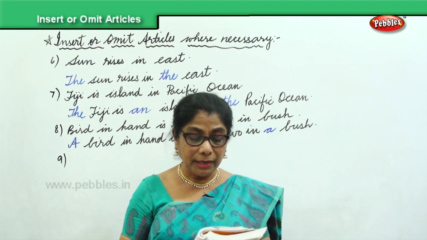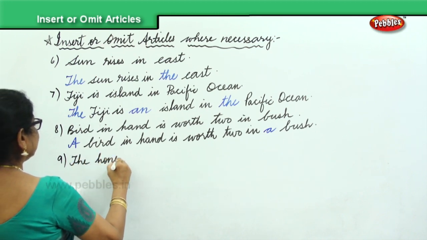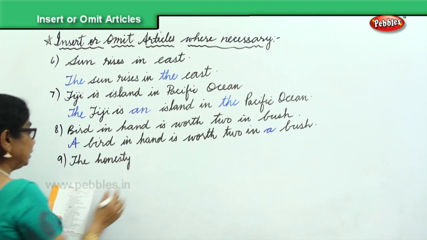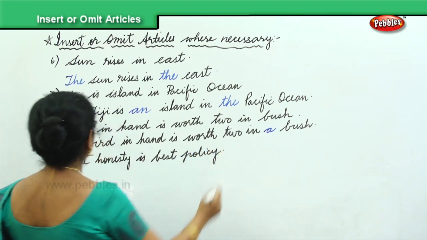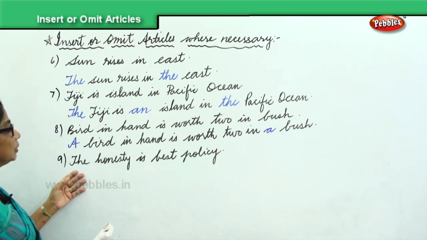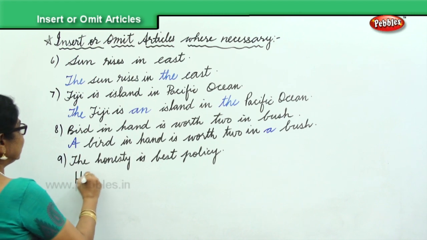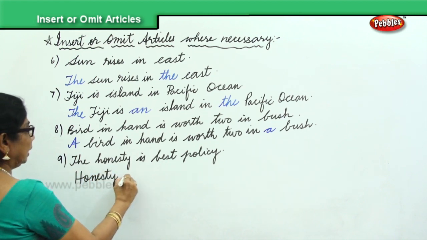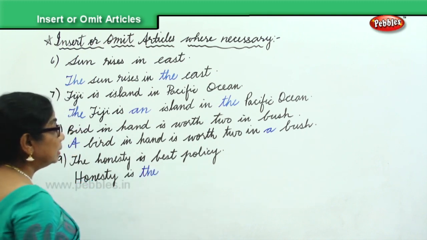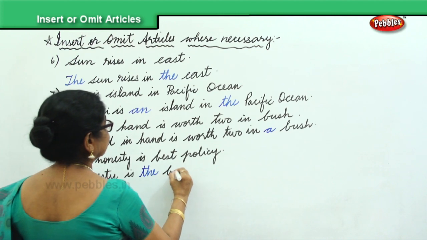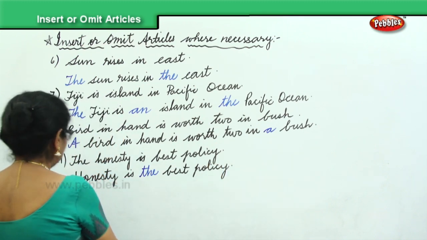Now another one. The honesty is best policy. Now, what is right, what is wrong? What will you say? You won't say the honesty, you'll say honesty is the best policy. So the answer is honesty is the best policy. Honesty is the best policy. Okay. We need to do one more.